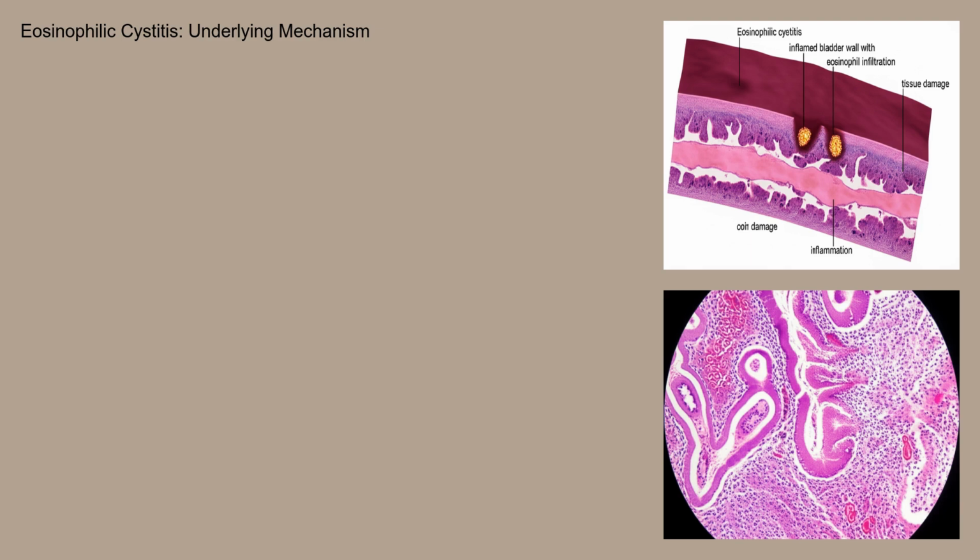The underlying mechanism of eosinophilic cystitis involves an abnormal accumulation of eosinophils, a type of white blood cell, within the bladder wall. These eosinophils release inflammatory mediators, leading to tissue damage and bladder dysfunction. The inflammation causes thickening of the bladder wall, reduces bladder capacity, and disrupts normal bladder function. This inflammatory process is what gives rise to the characteristic symptoms of the condition.